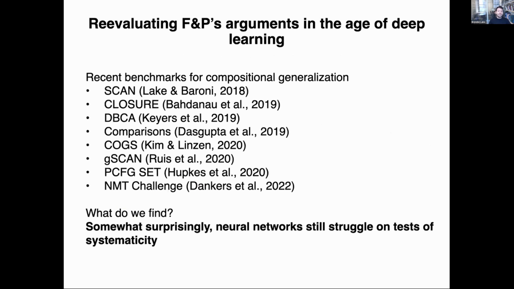But in the age of deep learning and all the amazing things that NLP systems are doing, it's certainly timely to reevaluate Fodor and Pylyshyn's arguments. And there's been a whole bunch of recent benchmarks looking at modern deep learning models and testing these types of issues, some of which I've been involved in, like SCAN and others like CLOSURE, CFQ, COGS, which Tal talked about, gSCAN, PCFG SET, and the MMT challenge, which Dieuwke was talking about earlier. But clearly from this list, you can see that you need a memorable acronym to contribute a benchmark for this. But in general, what do we find? Somewhat surprisingly, despite the amazing things that NLP systems are doing today, they still struggle on tests of systematicity. So this debate continues.